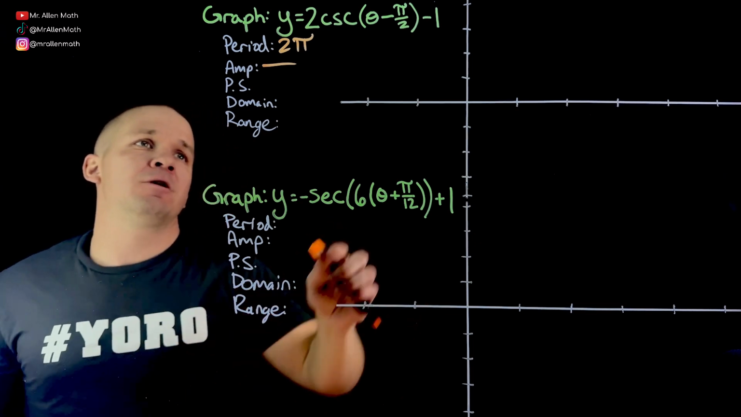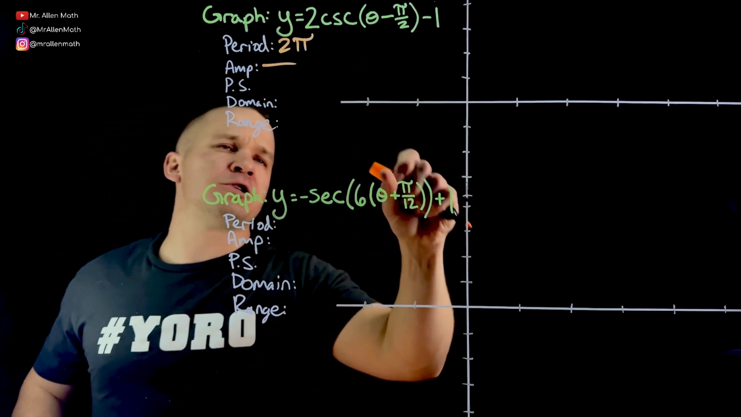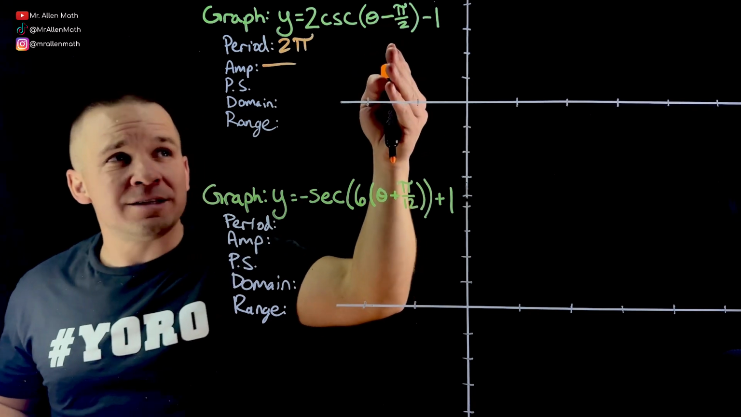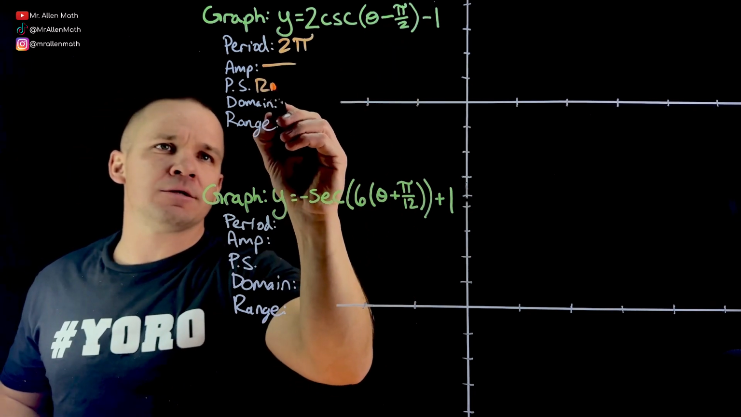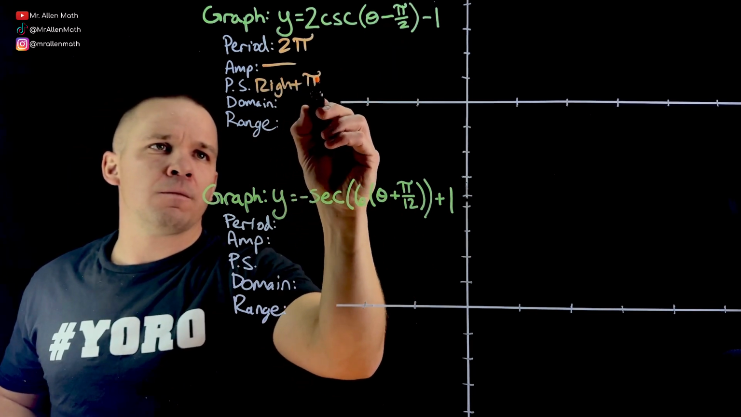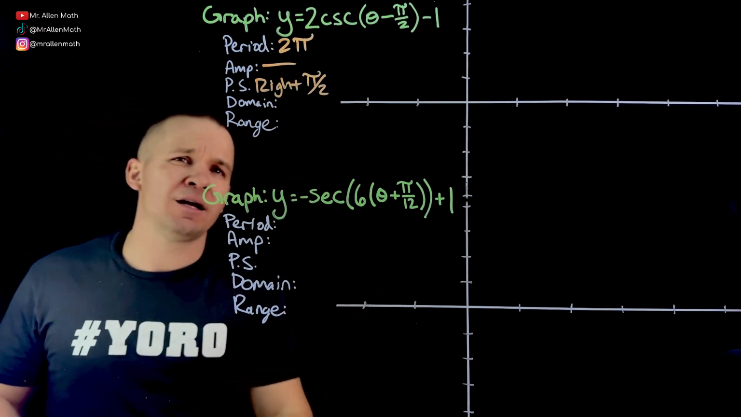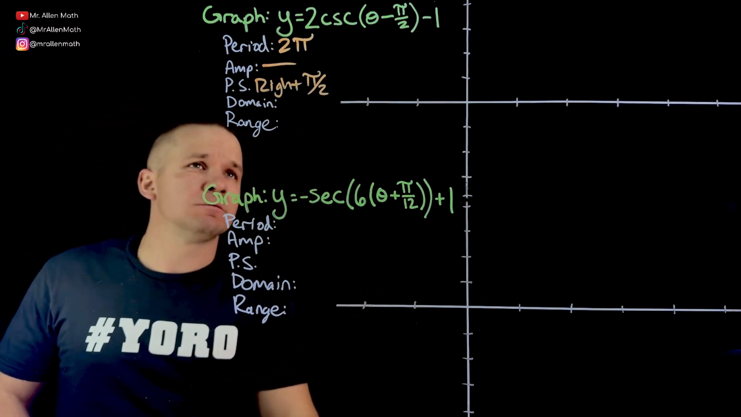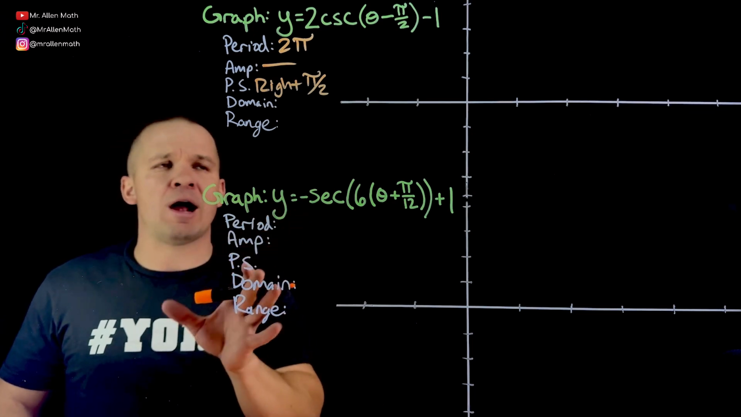How about a phase shift? Looks like it's going to the right by pi over 2. So, right pi over 2. And then we've got domain and range. We'll deal with that afterwards. We'll get the graph first.